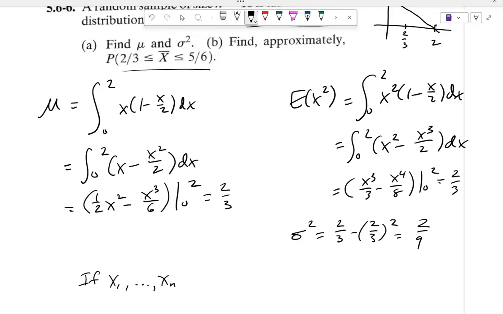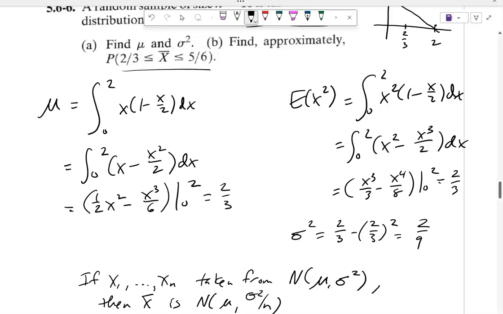Okay? So again, if we have a random sample taken from a normal distribution with mean mu and variance sigma squared, then what's the distribution of x bar? Normal, mean mu, variance sigma squared over n. Good.